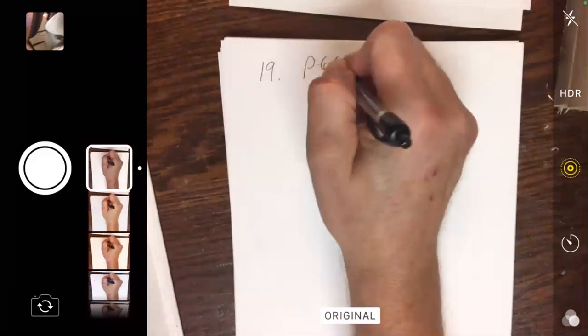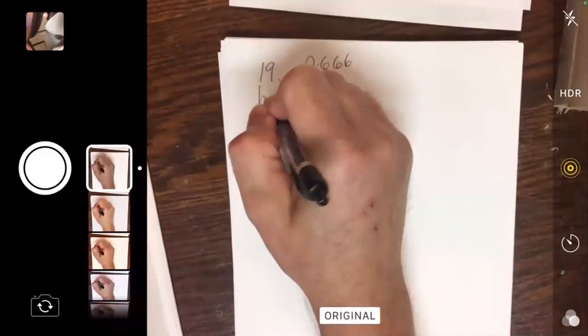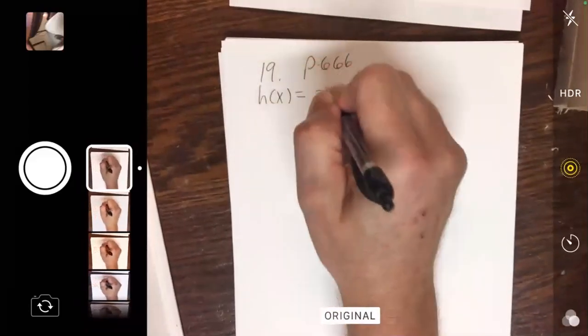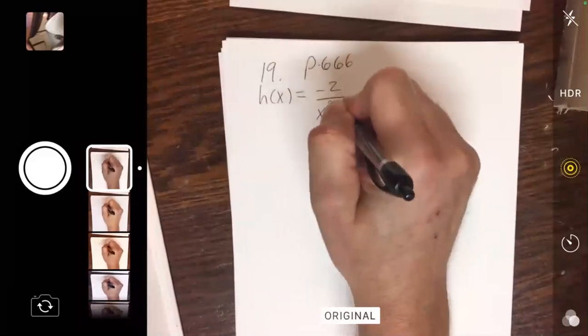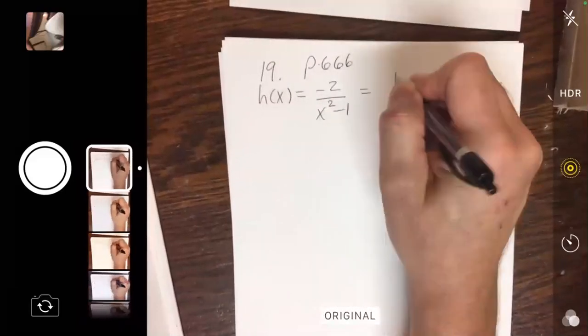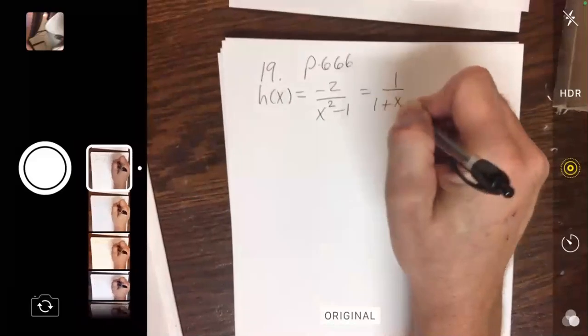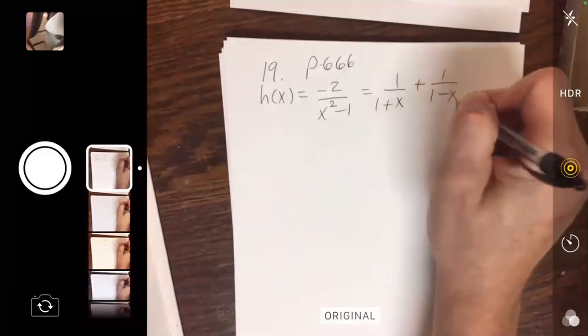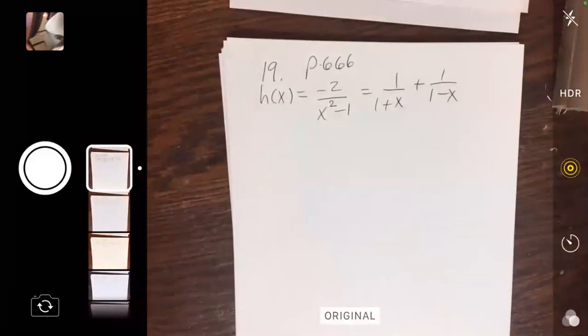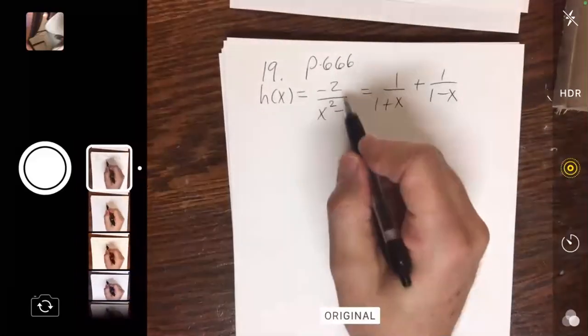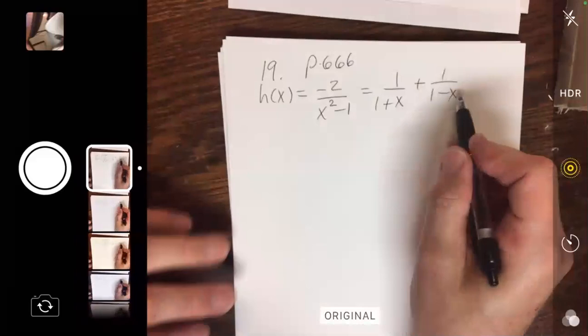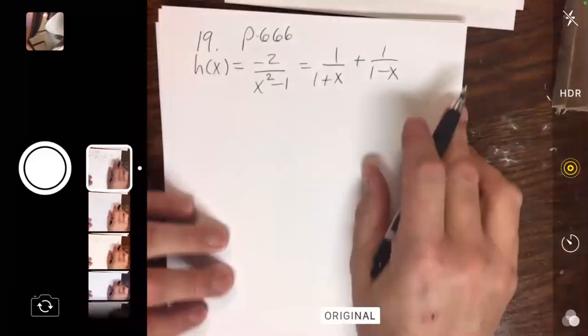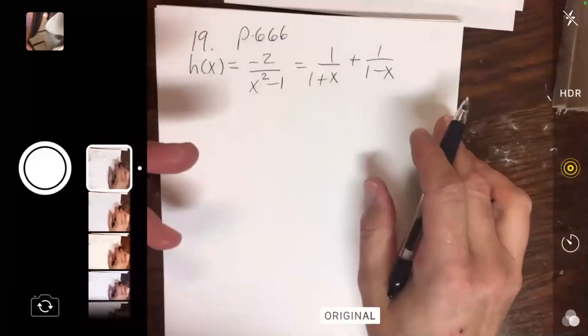On page 666, they give you that h of x is negative 2 over x squared minus 1, which is equal to 1 over 1 plus x plus 1 over 1 minus x. I hope you believe that; you do a partial fraction expansion on this and you'll get these two pieces. They're trying to give you a hint.